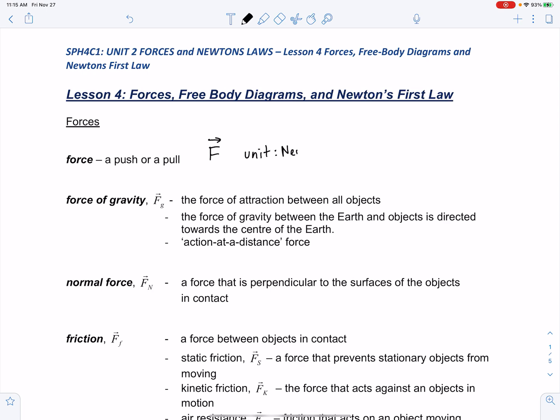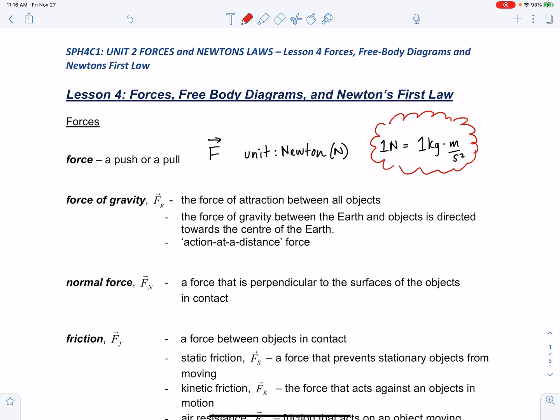is the Newton, named after Sir Isaac Newton, and is given the symbol capital N. A Newton is the amount of force that's required to give a 1 kilogram object an acceleration of 1 meter per second squared. So 1 Newton is equal to 1 kilogram times meters per second squared. This is just some information that will help you understand where this unit came from. You can put it aside and remember where you wrote it down.